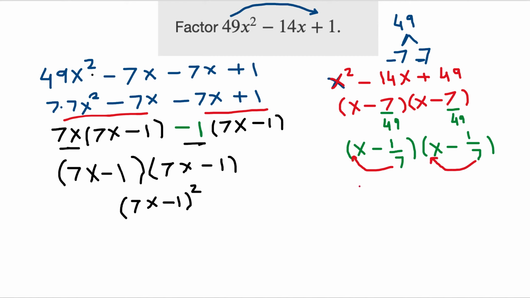And now we can write it this way: 7x minus 1. Same thing happened in the other factor, 7x minus 1. As we see, this is the same. The factors are identical, and when we multiply both of them, it is going to be 7x minus 1 squared. So we demonstrated two methods here to solve this polynomial, to factorize the trinomial.